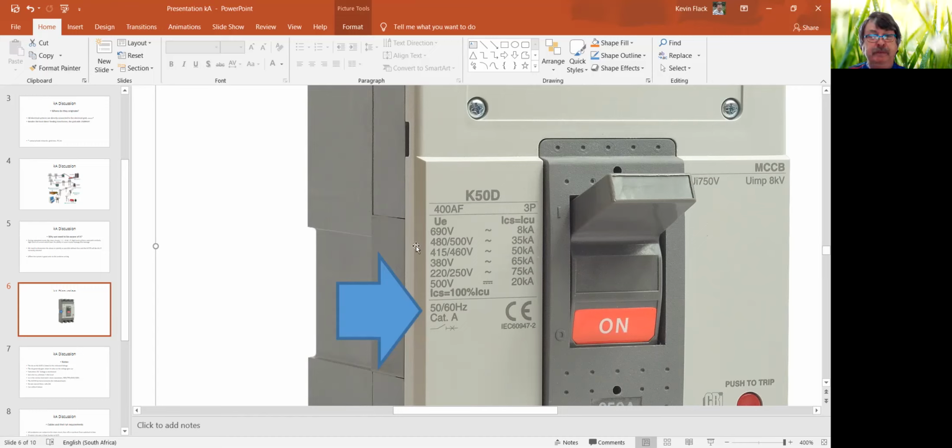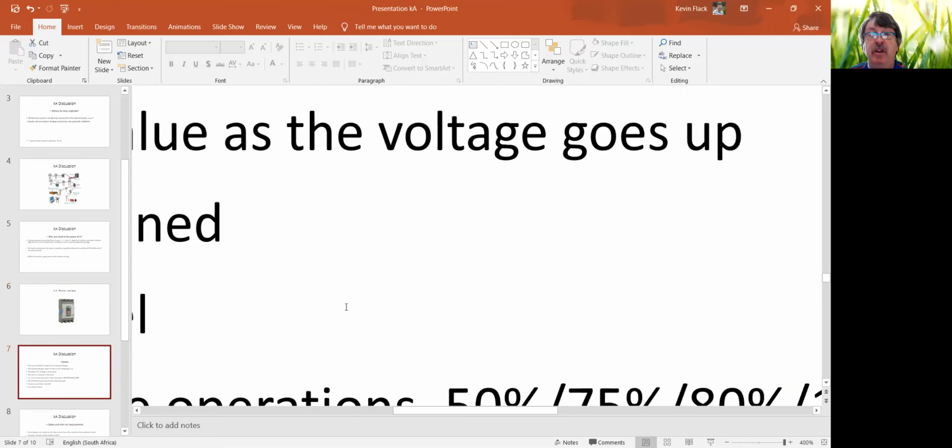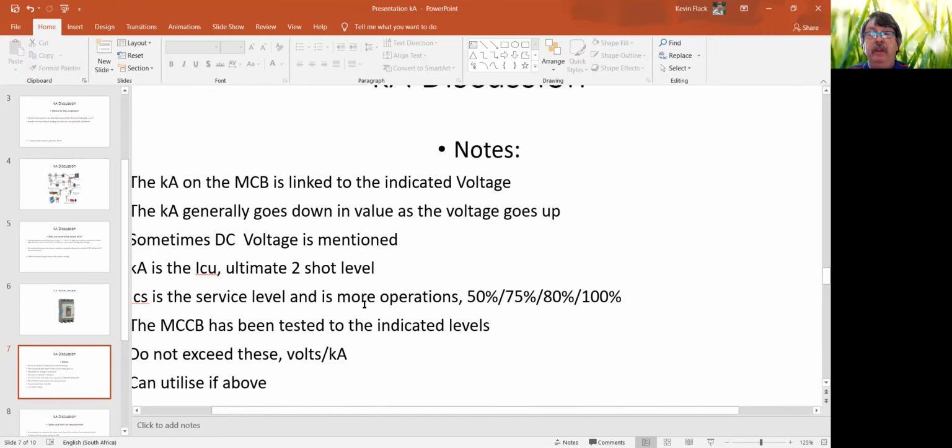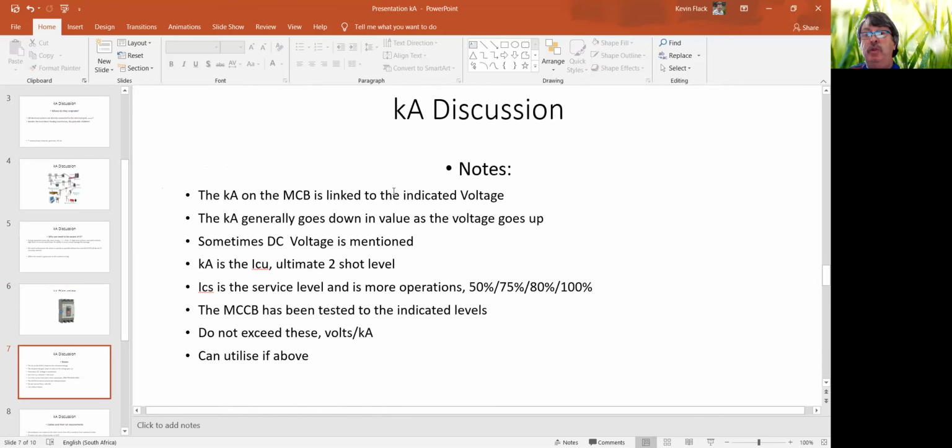All right, so this course isn't really about circuit breakers per se, but there are a number of things which we need to understand from the circuit breaker when we apply it in this realm of what is happening with the kA. So observations, as we could see on there, the kA on the circuit breaker is linked to a specific voltage. So you can't say this breaker is 50 kA and it's over every voltage that you can consider.